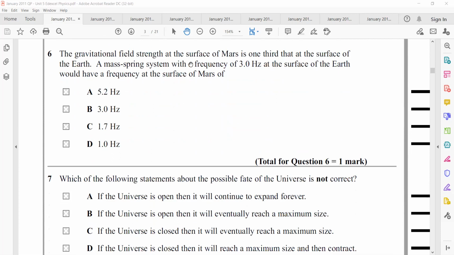The gravitational field strength at the surface of Mars is one third of that at the surface of Earth. A spring system with a frequency of 3 Hertz at the surface of Earth would have what frequency at the surface of Mars?